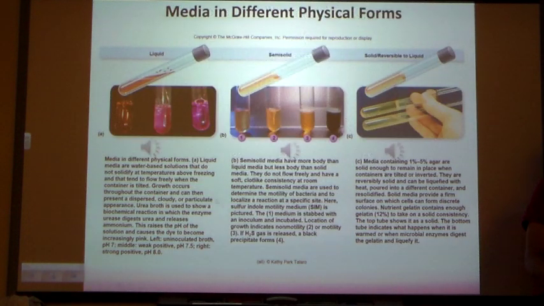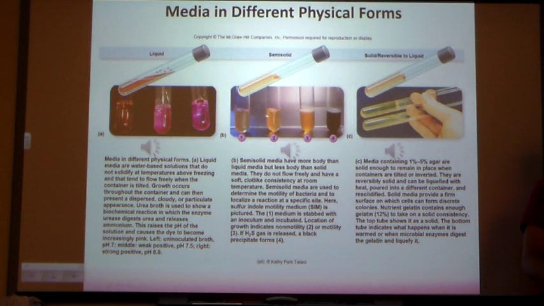Now you can also do liquid culture. We looked at plates yesterday. Today we're going to mix some liquid media. Liquid media is just some broth in a tube. The broth contains nutrients that the bacteria would like in order to grow. Then you just put a small amount of bacteria into the liquid and you can start growing.